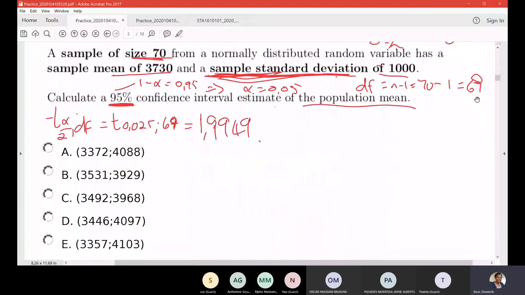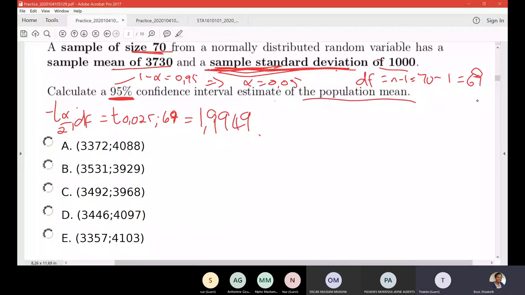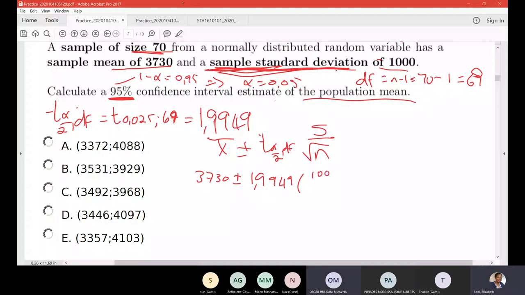So now we can calculate our confidence interval. Point estimate plus or minus T alpha divided by 2 and the degrees of freedom, and our sample standard deviation divided by the square root of n. Our sample size is 70. 3730 plus or minus our critical value. We calculated it. It was 1.9949 times our standard error. Sample standard deviation is 1,000 divided by the square root of 70.